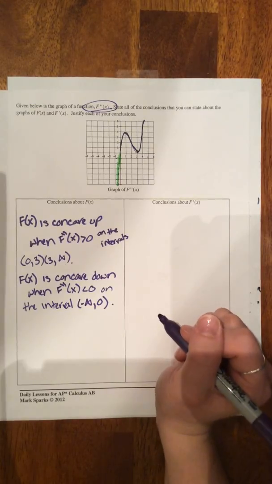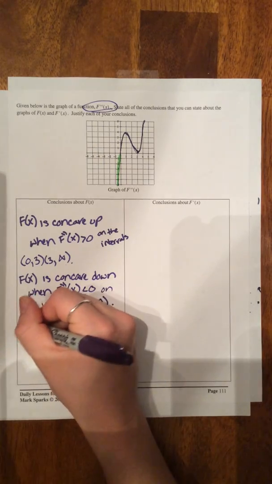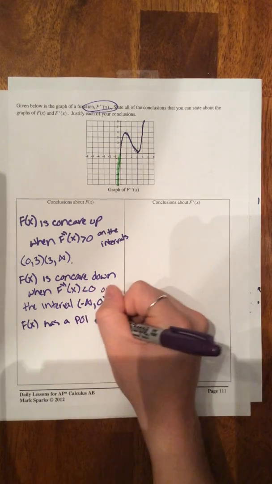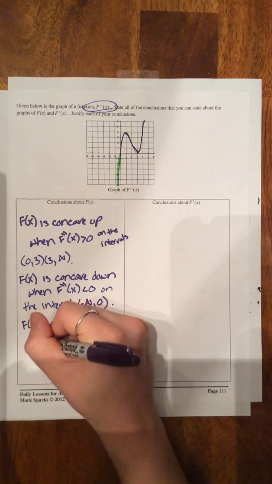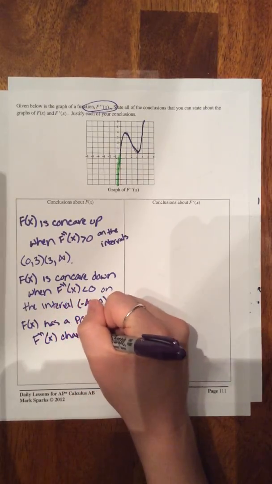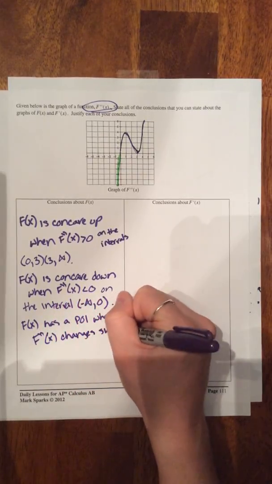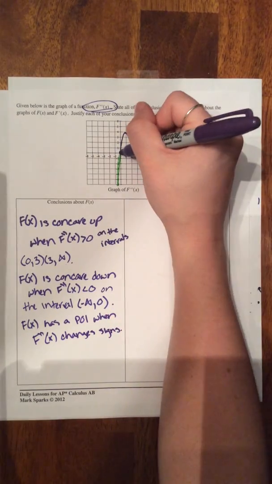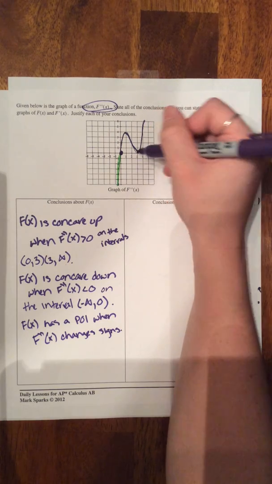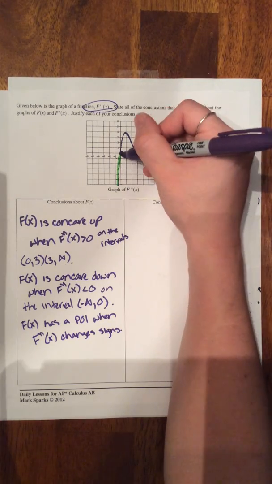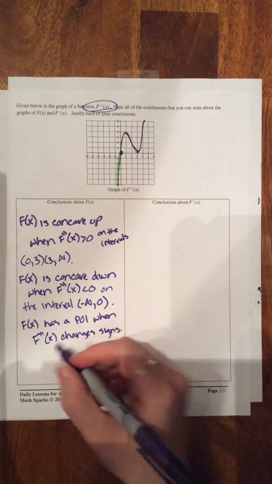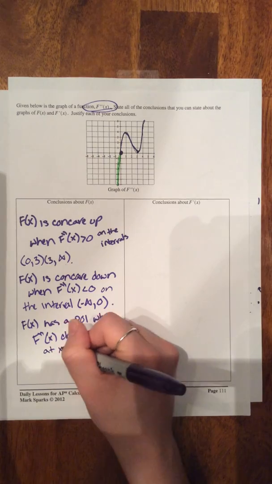I can also say that f of x has a point of inflection when f double prime changes signs. This happens right here. Not at this value. I know that f double prime is equal to 0, but it doesn't matter because I'm talking about when does it change signs. So right here, f double prime is changing from negative to positive. So this occurs at x equals 0.